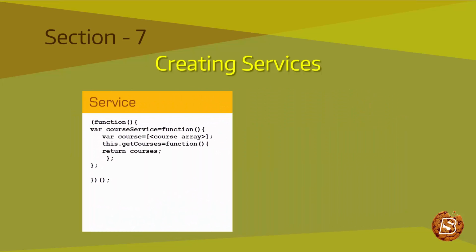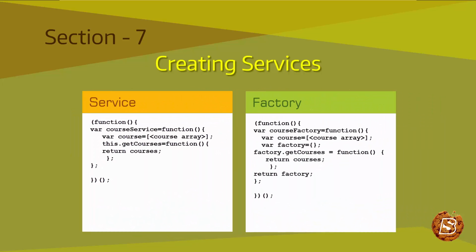Now let's compare a service and a factory side by side. In our earlier code demo, we had this course factory. You'll notice that we were first of all creating the course factory over here. The same is with the service as well. So we are creating a course service over here. Then we had a courses collection, that is the courses array. Similarly, we will have the courses array over here in services as well.